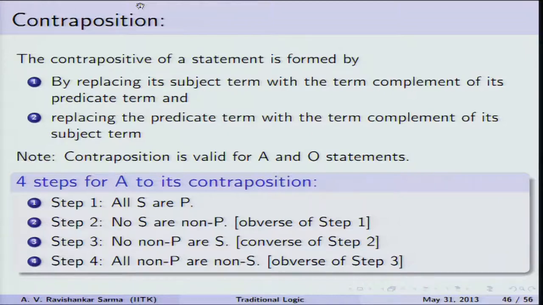Now again we use the obversion rule and convert it into all non-P are non-S. So what have we done here? There are four steps for A to be converted into its corresponding contraposition. In simple terms, we used all these operations and ultimately converted all S are P into all non-P are non-S, which is considered the contraposition of that proposition. So contraposition is valid for only A and O propositions. If you infer from A, you infer all non-P are non-S, which is considered valid.